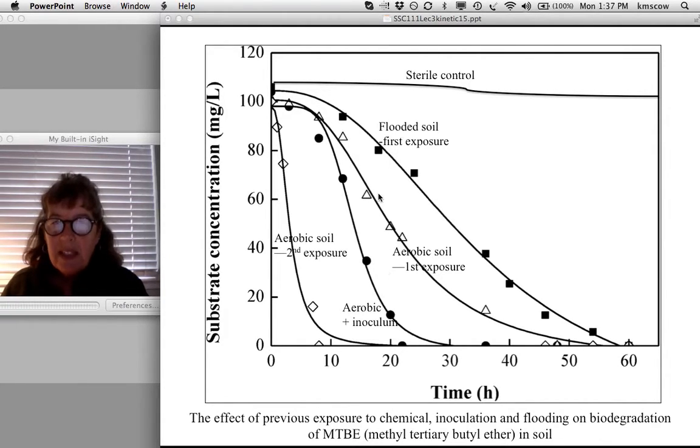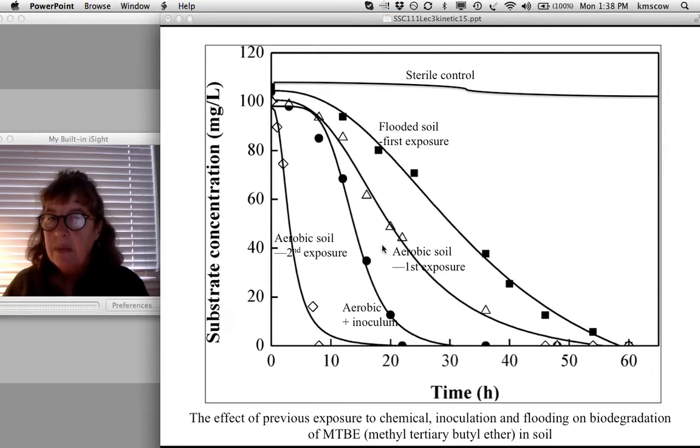And if we look at aerobic soil, so that's aerobic soil that has plenty of oxygen in it. And the first time we added MTBE, it degraded. You can see this curve here showing it disappearing. Then we hit that same soil again with an additional dose of MTBE. So that shows now this curve. And what happened? Is it faster or slower? That's right, it's way faster with the second time it's exposed to MTBE. Why do you think that is?